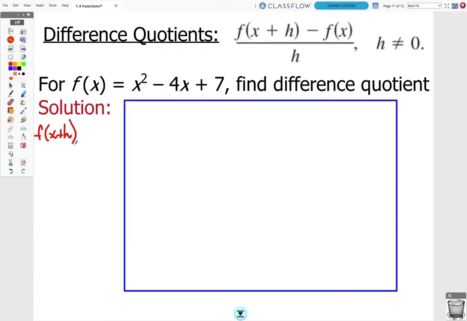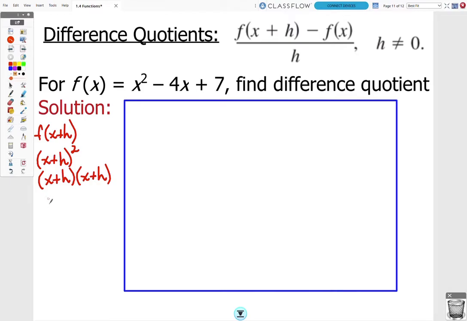That is, every time you see an x, you're going to replace that with x plus h. Instead of saying x squared, you're going to say (x plus h) squared. What is (x plus h) squared? That becomes a FOIL problem, where you have (x plus h) times (x plus h), and go through all the FOIL and all the stuff we learned in algebra.